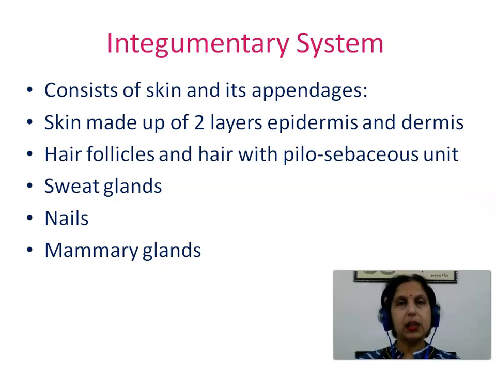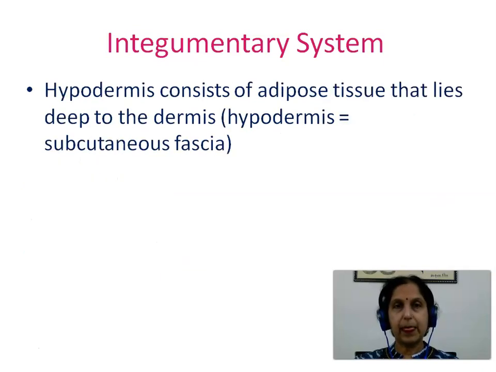Now the integumentary system consists of skin and its appendages. Skin is made up of two layers, epidermis and dermis, along with hair follicles and hair with the pilosebaceous unit, sweat glands, nails and mammary glands. Hypodermis consists of adipose tissue that lies deep to the dermis. Hypodermis means subcutaneous fascia.